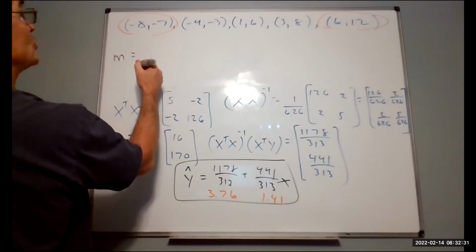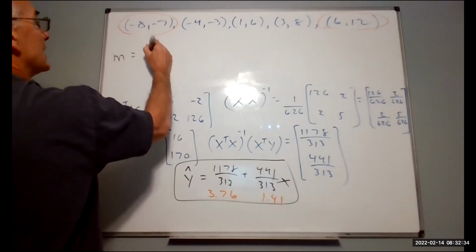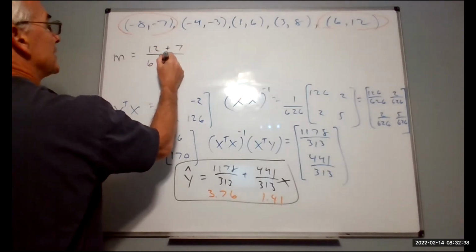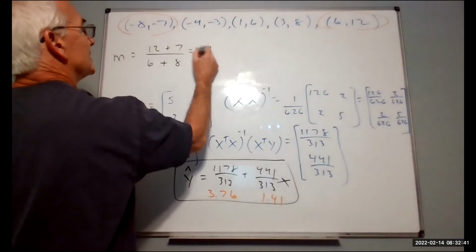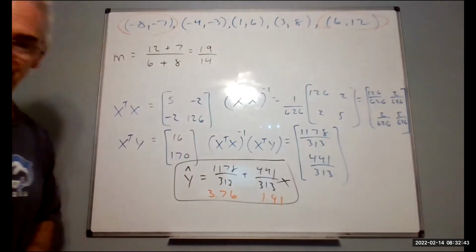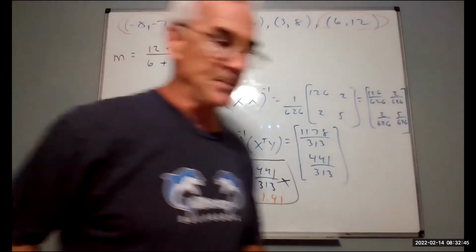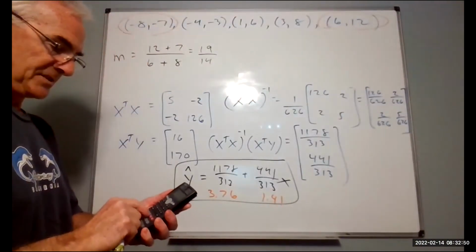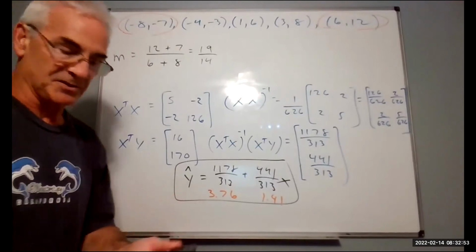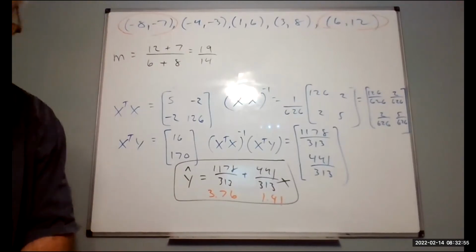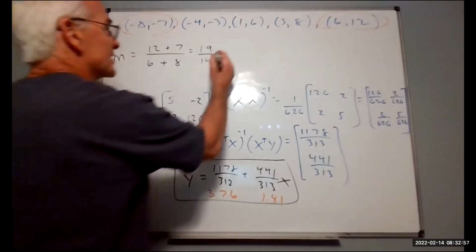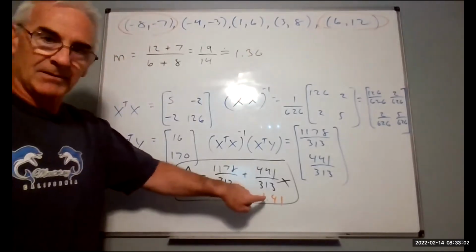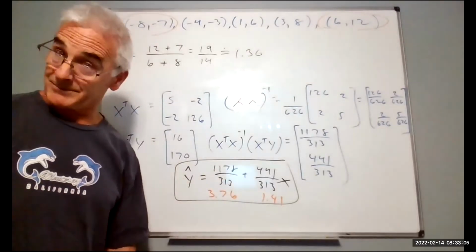So if I'm looking at the two most extreme points, I'd have 12 minus -7 over 6 minus -8. And that's 19/14. The line that passes through those 2 points has slope 19/14. As a decimal, 19/14 is approximately 1.36.